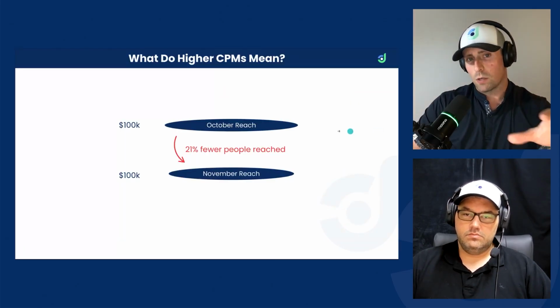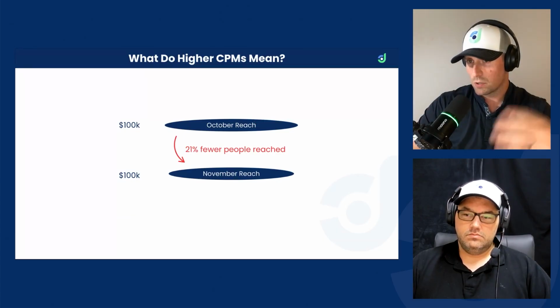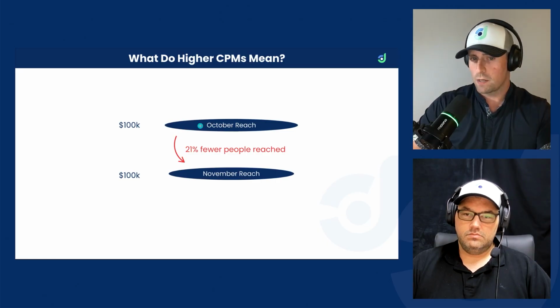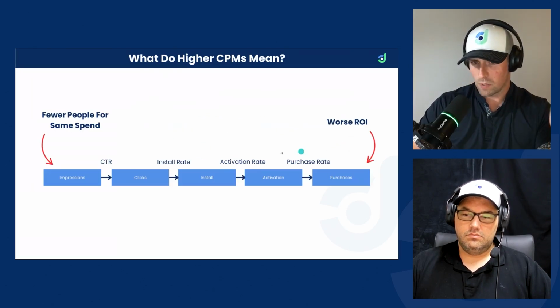So what I want to quickly talk about is, I know you don't care about CPMs, you care about cost per install and revenue, but I want to explain why this is important. If you spend $100,000 in the month of October and you spend that same $100,000 in the month of November, you're going to reach 21% fewer people. And you go, well, all I care about is cost per install, John, why does this matter?